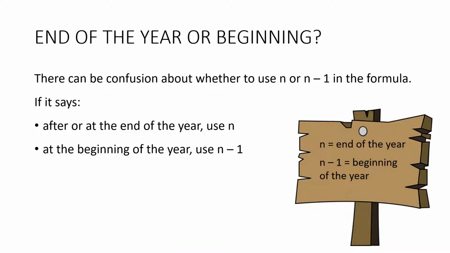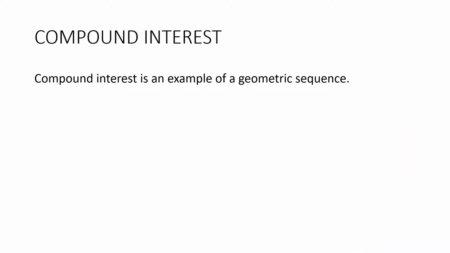Now, there can be confusion about whether to use n or n-1 in the formula. If there's no context, it's n-1. So if it's just a basic sequence question, but the minute they put it into real life situations, quite often it can be n that we use in the formula instead of n-1. A little quick rough guide is if it says after or at the end of the year, then you use n. If it says at the beginning of the year, then we use n-1. Let's have a look at an example of that.